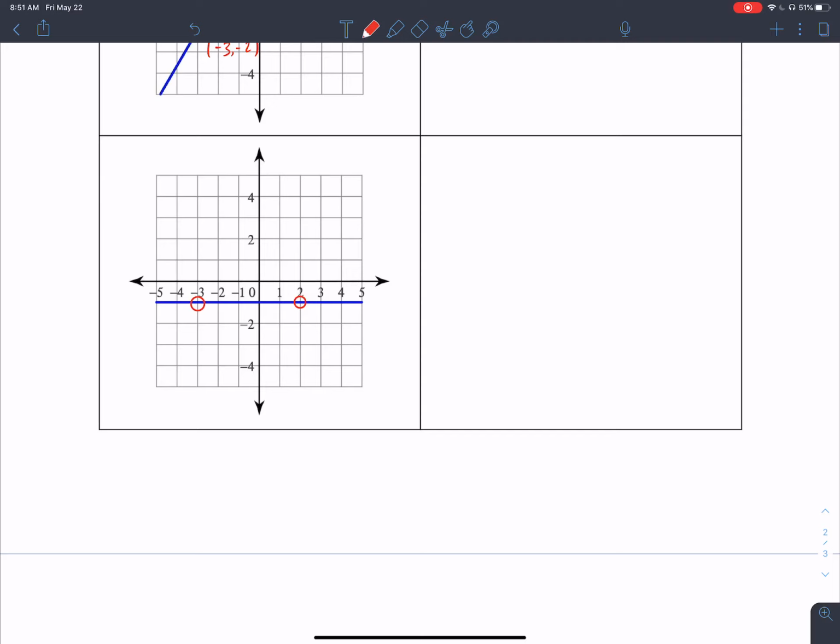Let's see what happens when we plug them in. Let's say this point is at (2, 1), and this point over here is at (-3, 1). We have our x1, y1, and our x2, y2. Let's plug this in. So what do we get? Well, we get 1 minus 1 on top, y2 minus y1, over 2 minus negative 3. We get 0 over 2 plus 3, which is 5. We get 0 as a slope.